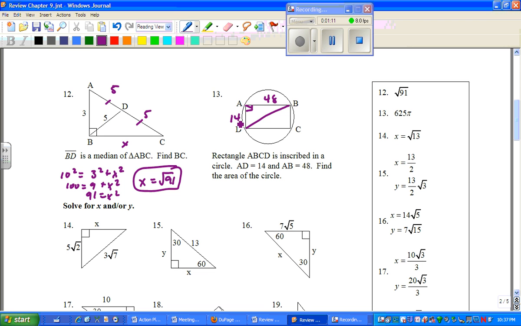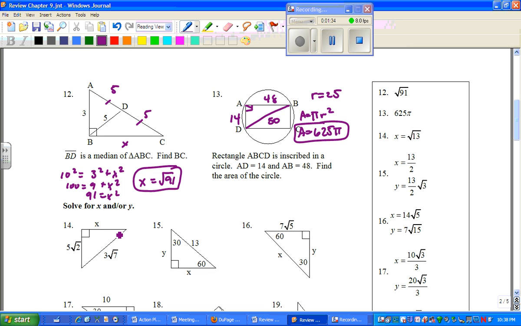This is one of those special right triangles. It ends up being 7, 24, 25 times 2, so this piece is 50. Or you do Pythagorean theorem. That means the radius is equal to 25. The area formula for a circle is pi times radius squared. So that is 625 pi for the area.